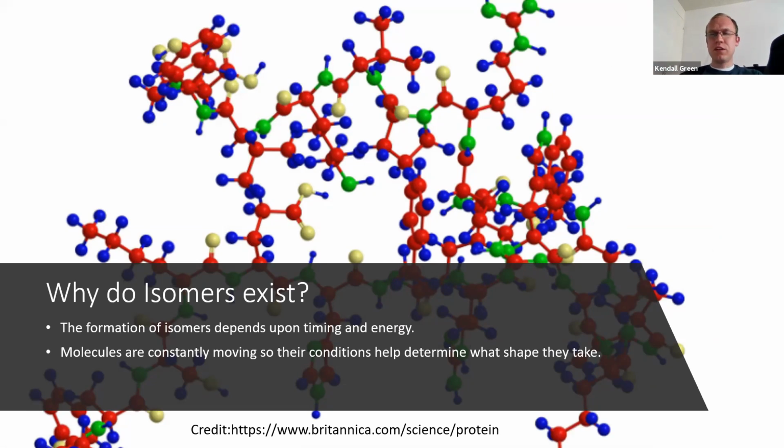The main reason is that it's all due to timing, energy, and the surroundings that the molecule finds itself in. Those all have different effects that can cause a molecule to go into a different type of isomer. It's the surrounding energy and the time where it's at that helps determine what shape it takes.